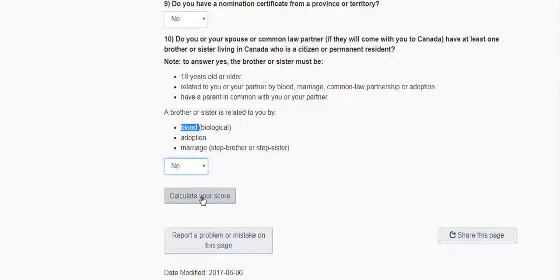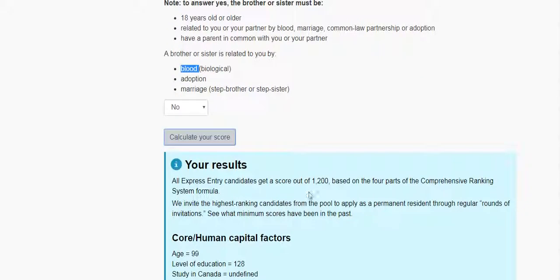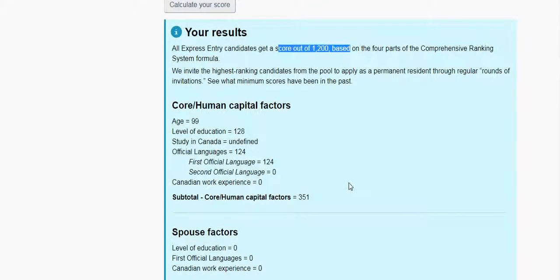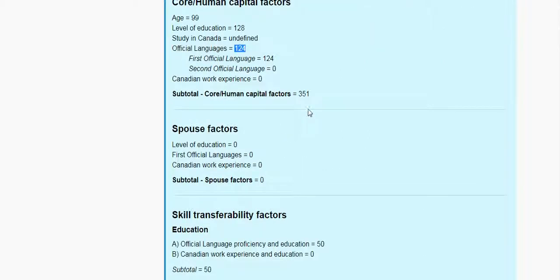Calculate your score. Now, just press this button and your score will be calculated. Now, your score is out of 1200 points, and they have broken down all the score details, and let's see what they have given. For age, they gave me 99. Level of education, since I'm an LLB, I have 2 degrees, so they gave me 120.28 points. Official language 124, and it gave a subtotal of 351.